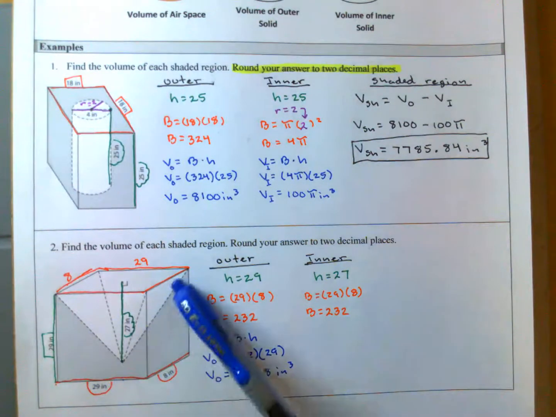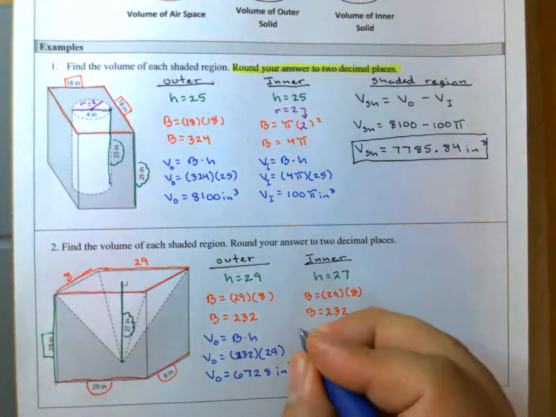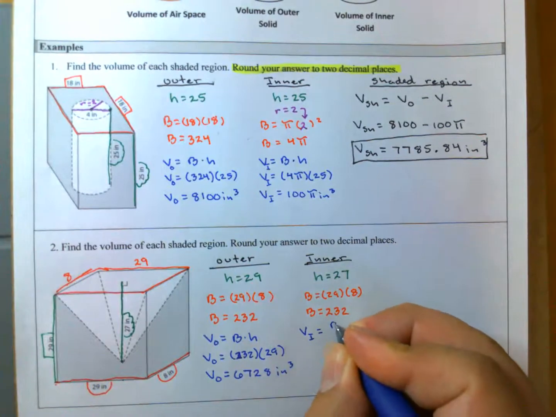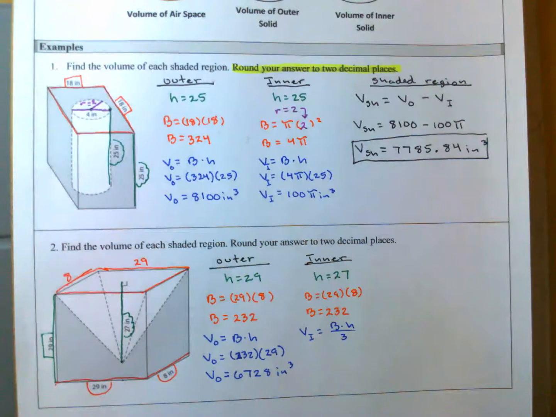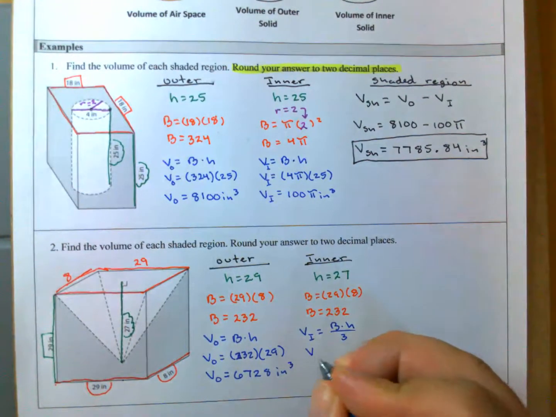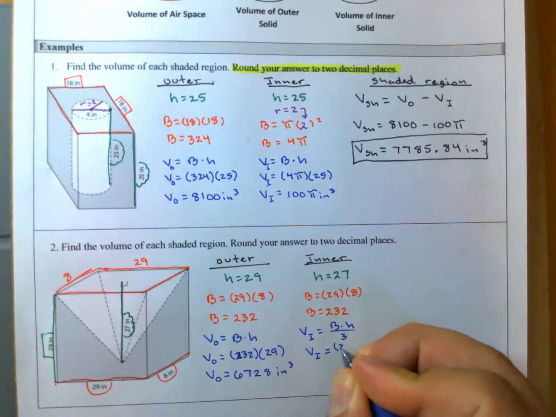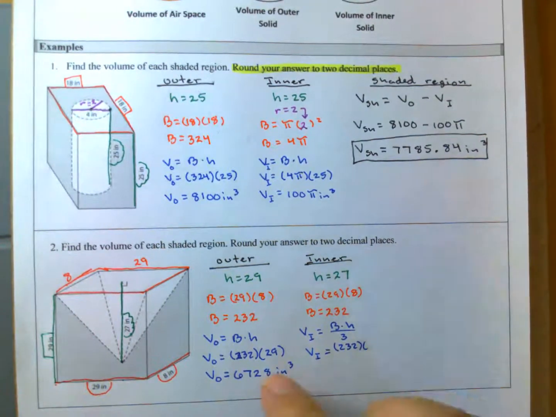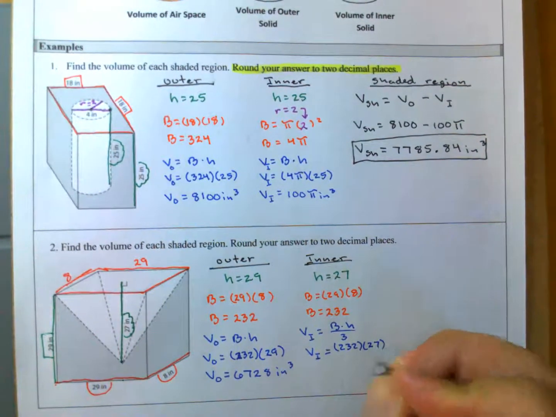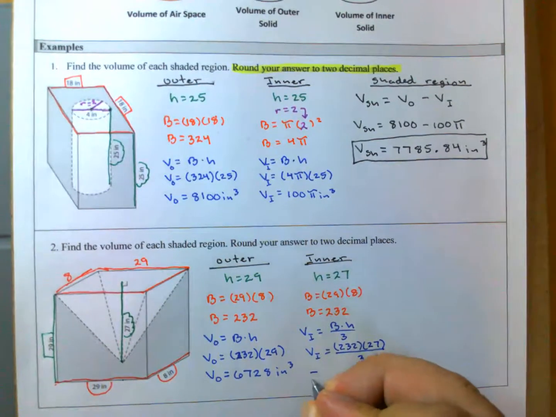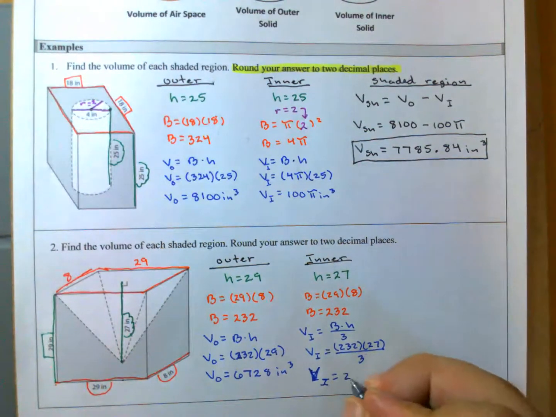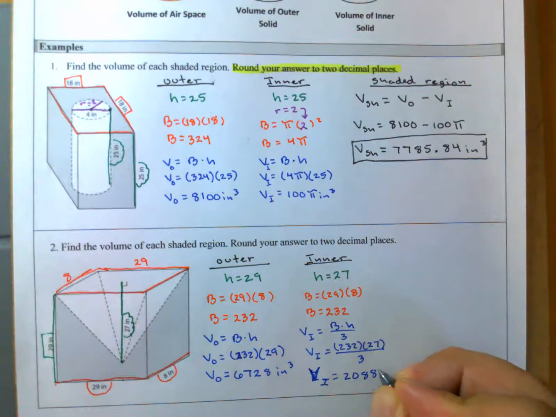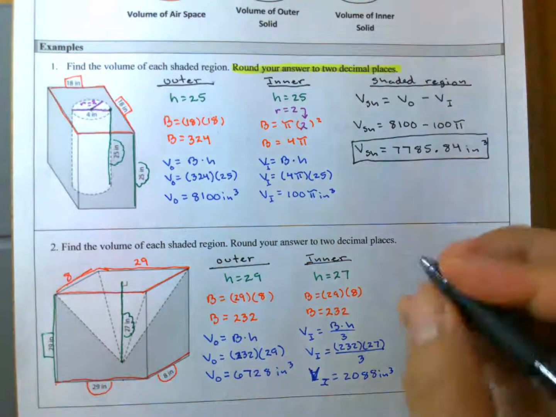So now I'm ready for my volume, but that's why you have to have your word wall in front of you. When you're dealing with a pyramid, the volume of the inside is capital B times H, but because it's a pyramid, we finally divide by 3. So volume is equal to 232, there's the capital B, the H is 27, and I'm going to divide it all by 3. The volume of the inner solid is 2,088 inches cubed.